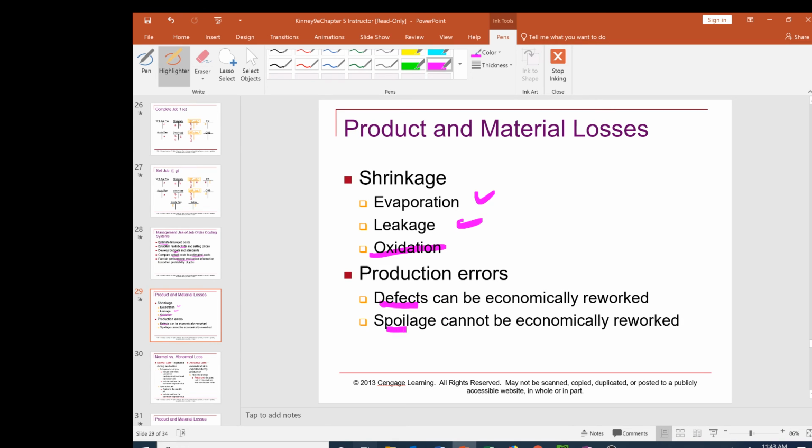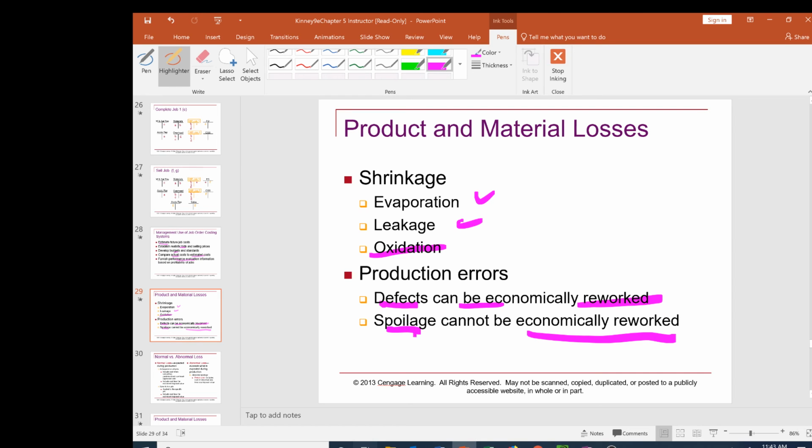We're going to look at defects and spoilage. Now, a defect, can you rework it or sell it at a factory outlet? Has anybody ever bought a refurbished item? Refurbished just means they reworked it. But here, you're going to rework it and sell it as a totally new product. Spoilage cannot be reworked, but you got to write it off.